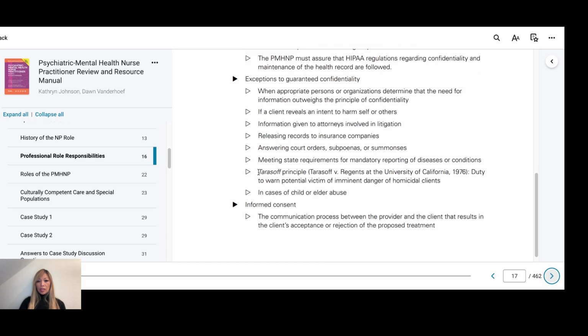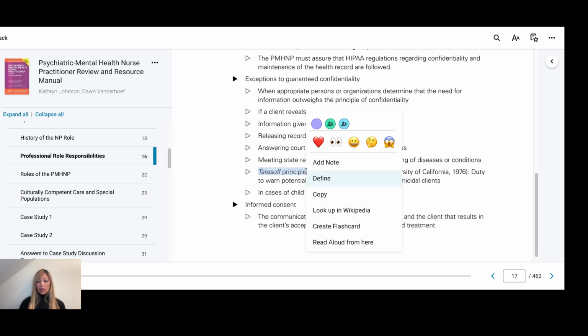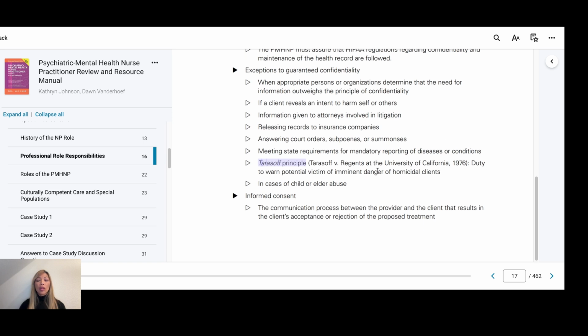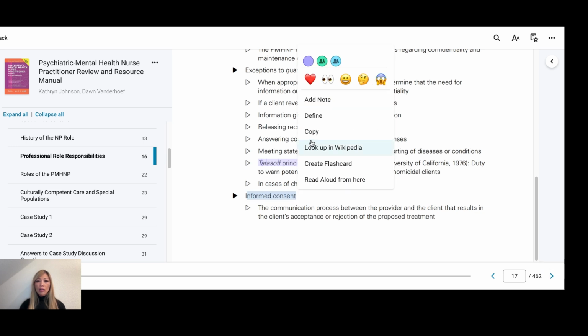All right, know what the Tarasoff principle and Tarasoff rule are. This is the duty to warn a potential victim of an imminent danger from a homicidal client. So a client came to you, they said, yes, I feel like X, Y, and Z is after me, so therefore I'm going to go ahead and hurt them myself. So what is your duty? The Tarasoff principle is the one where you will let that person, the potential victim, know. Okay.